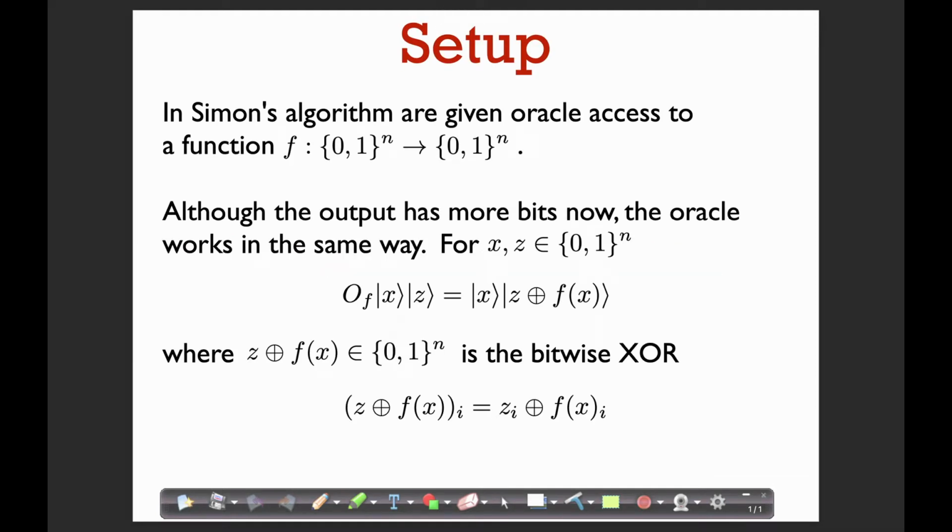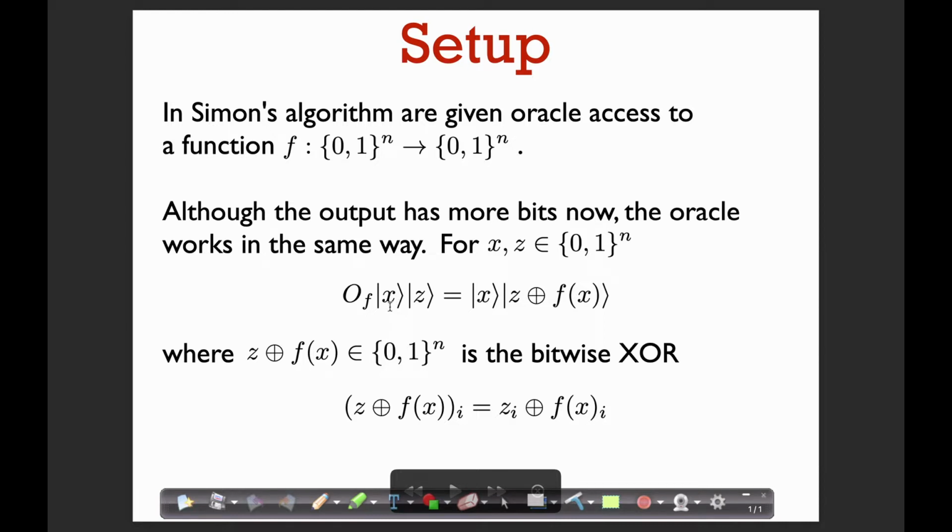In Simon's algorithm, we're given oracle access to a function f. Now the function is going to take in n bits as input, and it's also going to have output of n bits. So it's a bit different than the previous cases that we've seen, where the function f only has one bit of output. Now we have n bits of output. Apart from that difference, the oracle pretty much works in the same way.